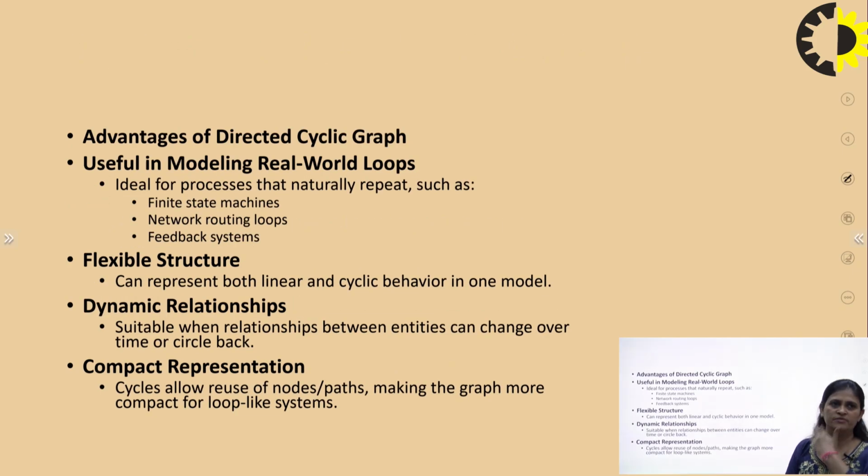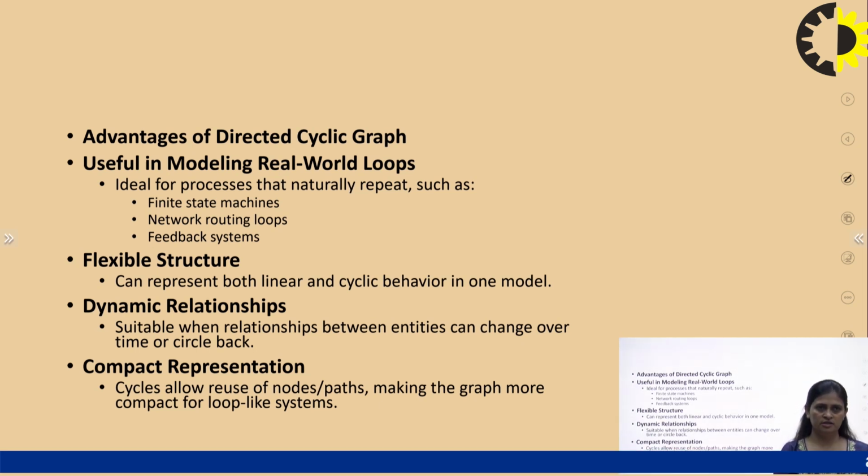Advantages of a directed cyclic graph. The first advantage is that it is useful in modeling real-world loops. It is used for finite state machines, network routing loops, and feedback systems. Next is the flexible structure. The flexible structure means the graph can represent both linear and cyclic behavior in one model.